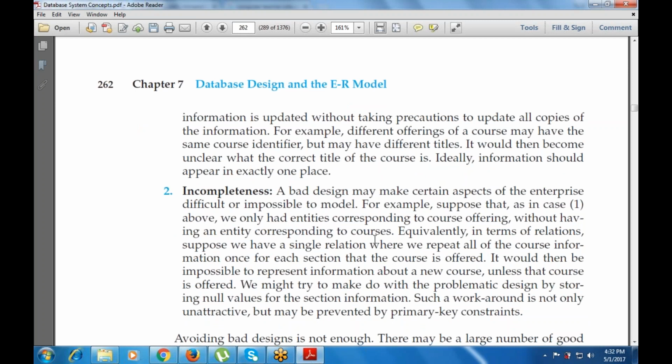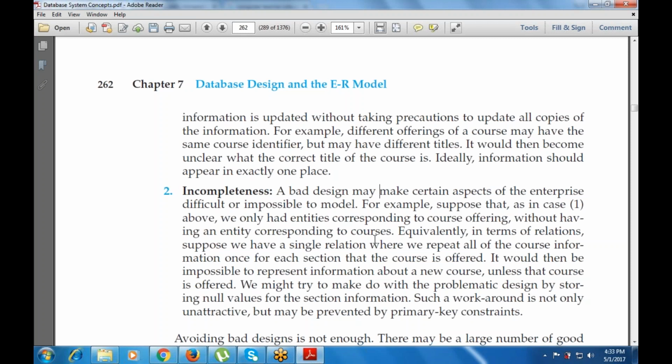A bad design may also make certain aspects of the enterprise difficult or impossible to model, because if the information is not complete, it is very difficult or impossible to model the data. For example, suppose that in the case above, we only had entities corresponding to the course offerings without having an entity corresponding to the courses. Equivalently, in terms of relations, suppose we have a single relation where we repeat all of the course information for each section in which the course is offered. It would be impossible to represent the information about a new course unless that course is offered.